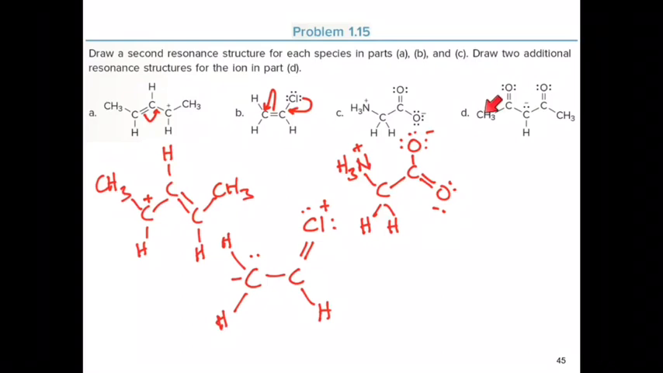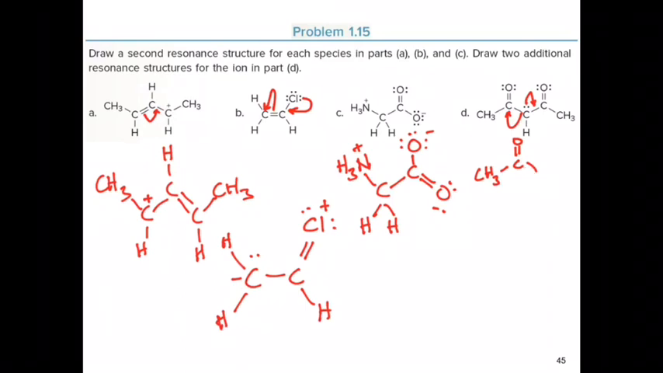And for D, it says draw 2 additional resonance structures for ion D. So this one's a little bit simpler. So the lone pair here can form a bond with this carbon or form with this carbon on the left. All right, so what that looks like would look something like this. So CH3, carbon, double bond here, double bond here.